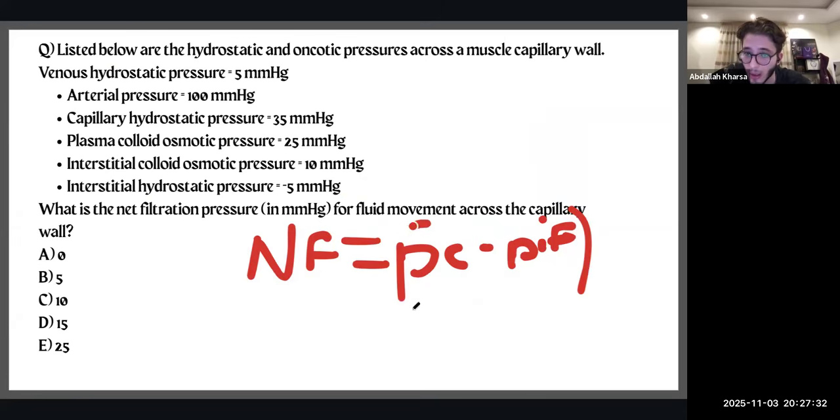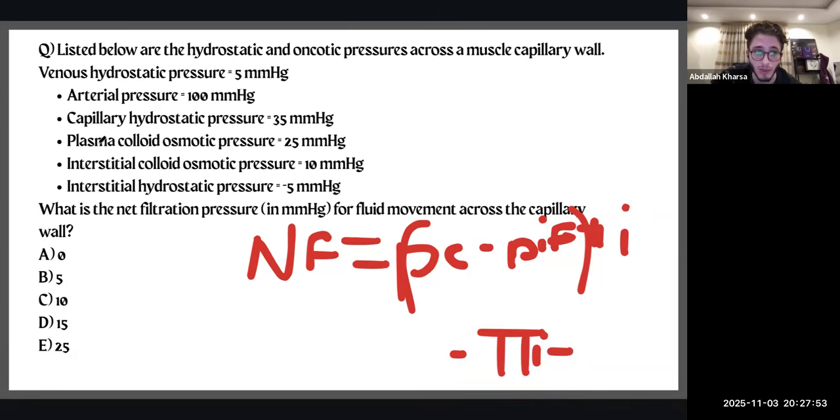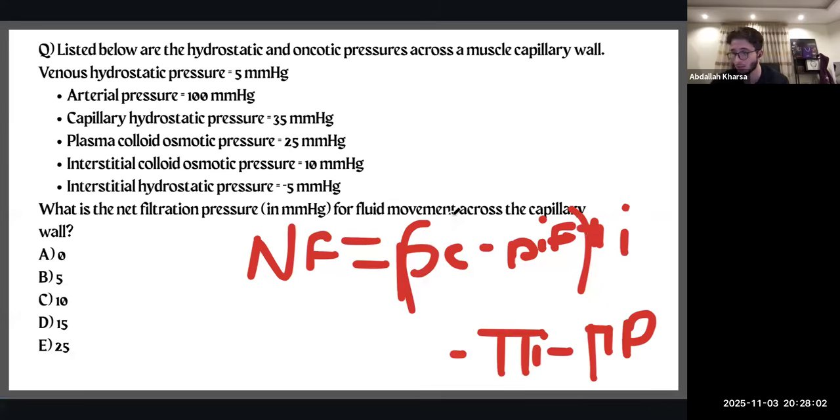And then you have the one that wants to leave, which is which one? Which is the interstitial colloid osmotic pressure, PI, exactly. PI minus the one that wants to enter, which is plasma colloid osmotic pressure, PiP. If you calculate it, I'm not going to do it now for the sake of time because we took way too much time. It's going to be E.